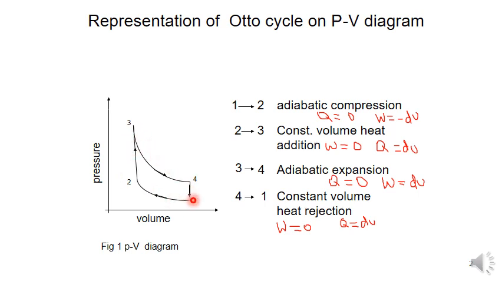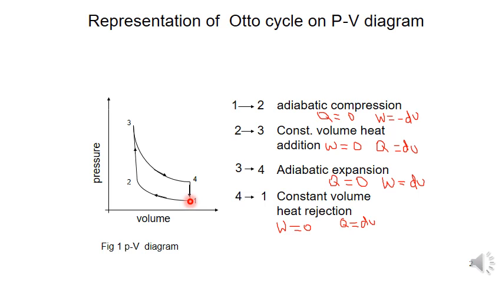See the arrows also. The sequence is from 1 to 2, so the arrow points towards 2. 2 to 3, the arrow points towards 3, 3 to 4 the arrow points towards 4, and 4 to 1 the arrow points towards 1. So this is the sequence that completes the Otto cycle.